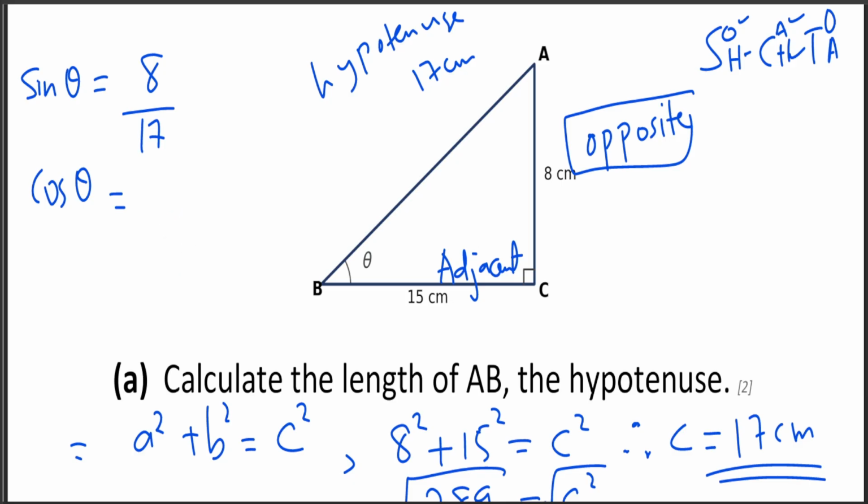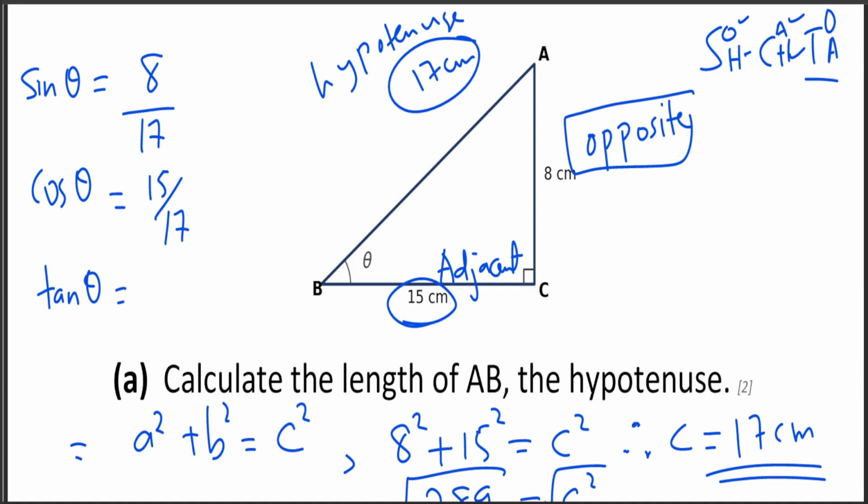Now, your adjacent is 15, your hypotenuse is 17, so you take 15 over 17. Then tan theta is equal to opposite over adjacent. Your opposite is 8 and your adjacent is 15, and therefore your answer is 8 over 15. So those are your answers. You can write it here.